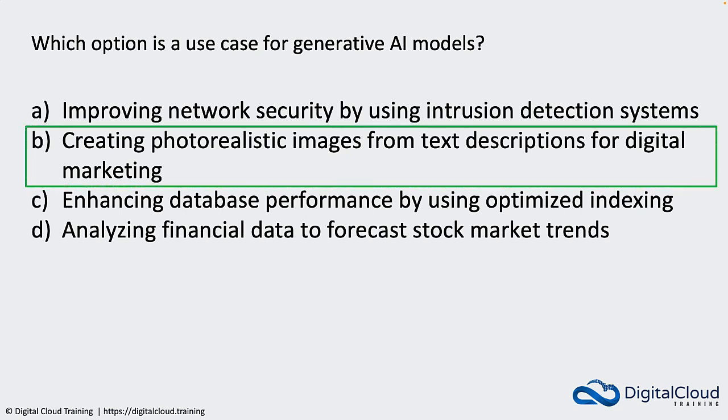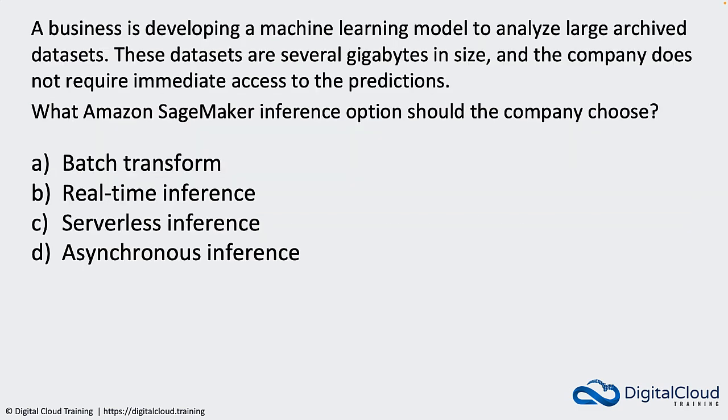So for this question, I'm going to go with B, creating photorealistic images from text descriptions for digital marketing, as definitely being a very good use case for a Gen AI model. Okay, the last question I'm going to go through here.